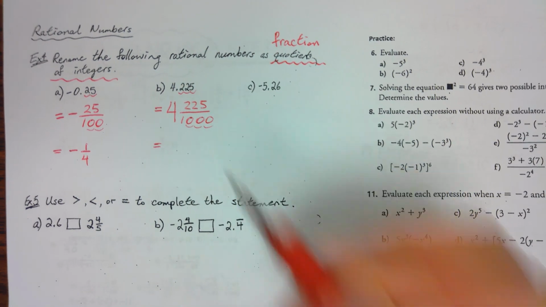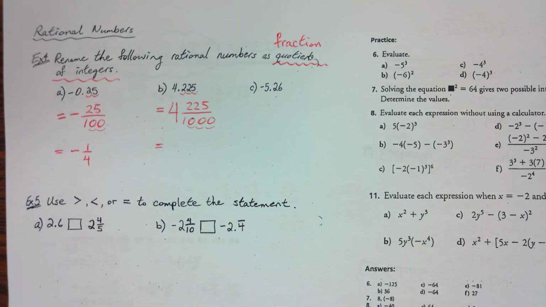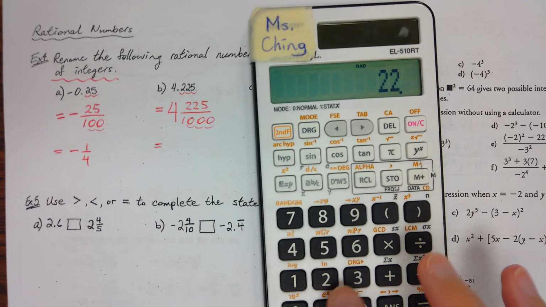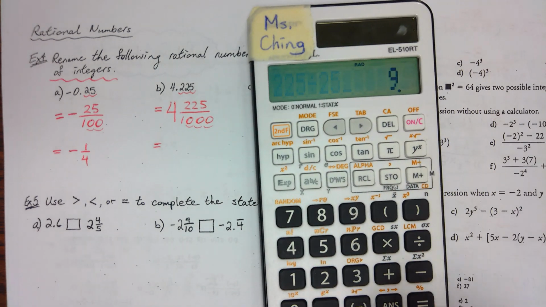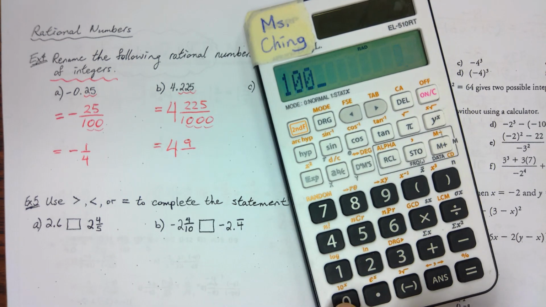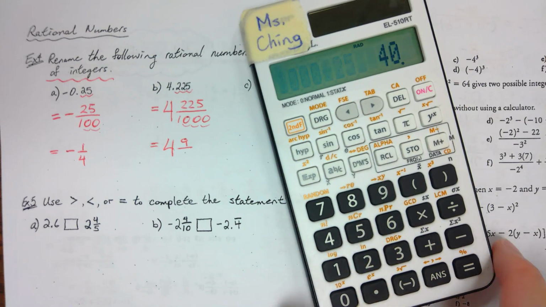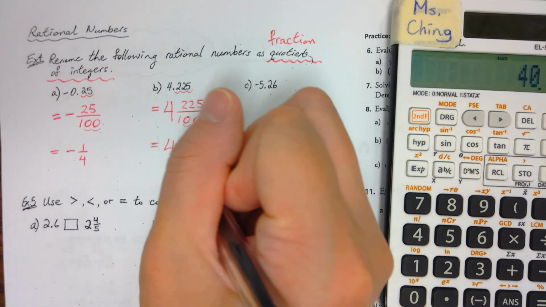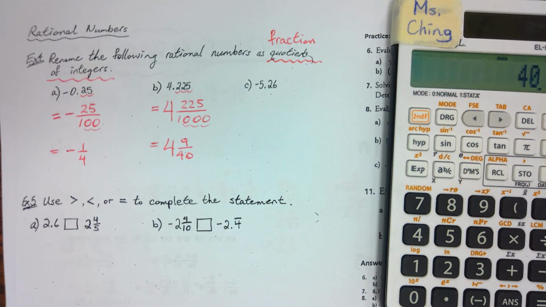But is this my final answer? No, I can reduce this. Most of the time you can reduce the fraction. What goes into both 225 and 1,000? Pirish? 25. Yeah. So 225 divided by 25, I get 9. And then 1,000 divided by 25, I get 40. Okay, there you go.